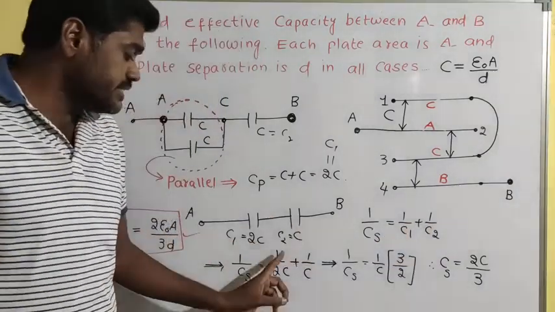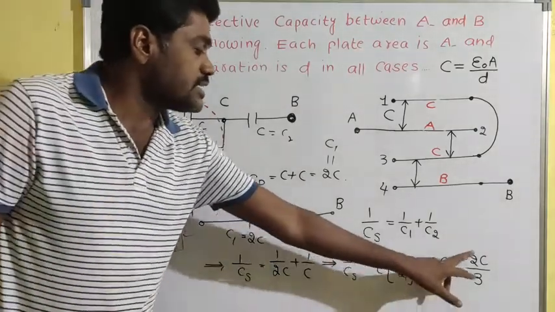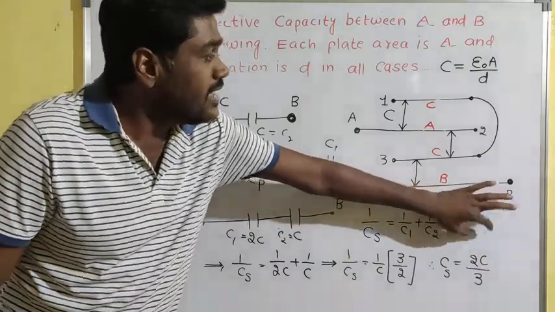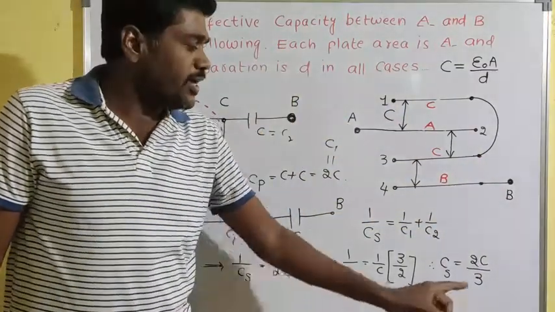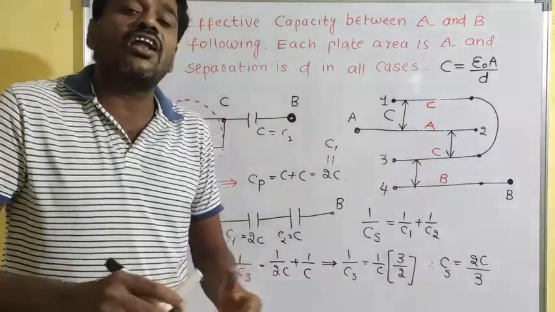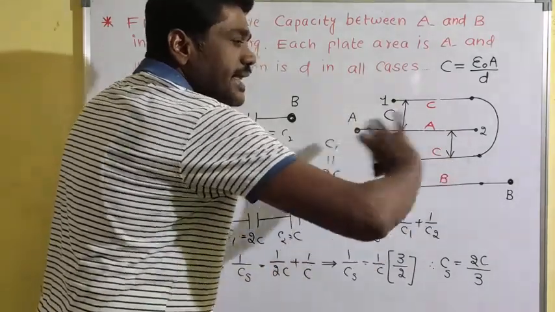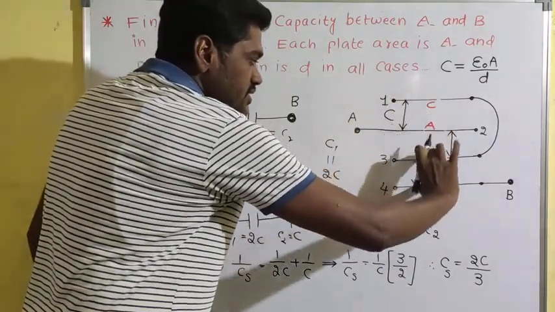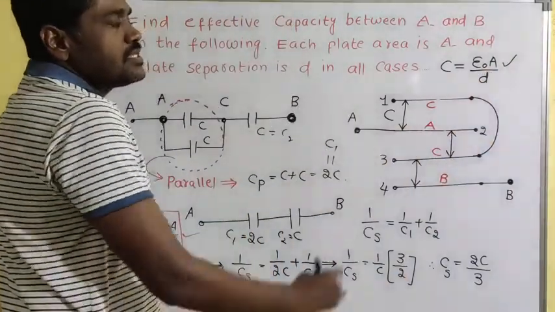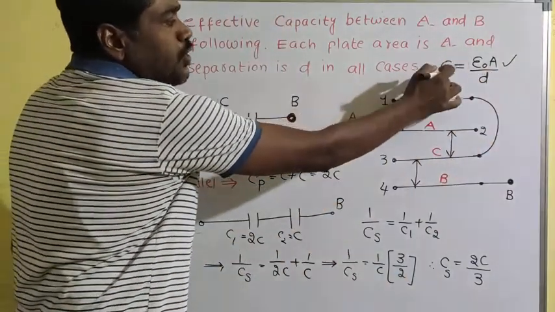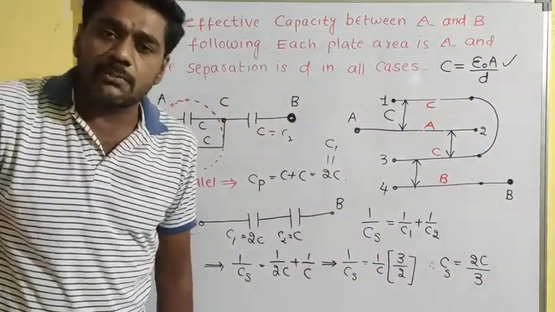1 by 2 plus 1, yes, 3 by 2 you are getting, and if you take the reverse, Cs is equal to 2C by 3, where C is each capacitor's capacitance. Sir, why are you taking C? Because all are identical: the area is the same and the distance is the same. That's why each capacitor's capacitance C is equal to epsilon naught A by d. First write this, and after that substitute, and you get this answer out of the 4 options. Please tick it.